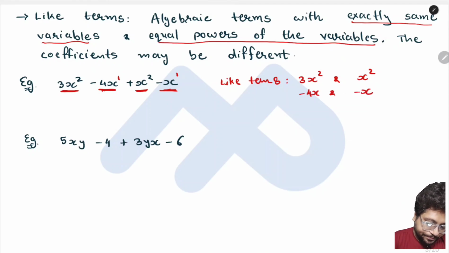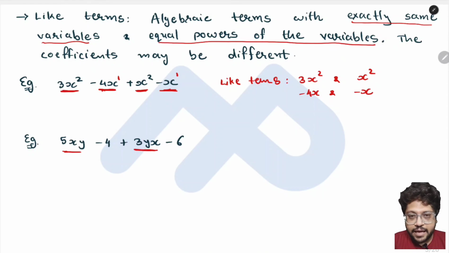See the second example, 5xy minus 4 plus 3yx minus 6. Now you see in the first term, x and y, two variables are there and both have the same power, 1 and 1. And you observe the third term, that also has x and y, two variables only, and both have the same power. So that means they are like terms.